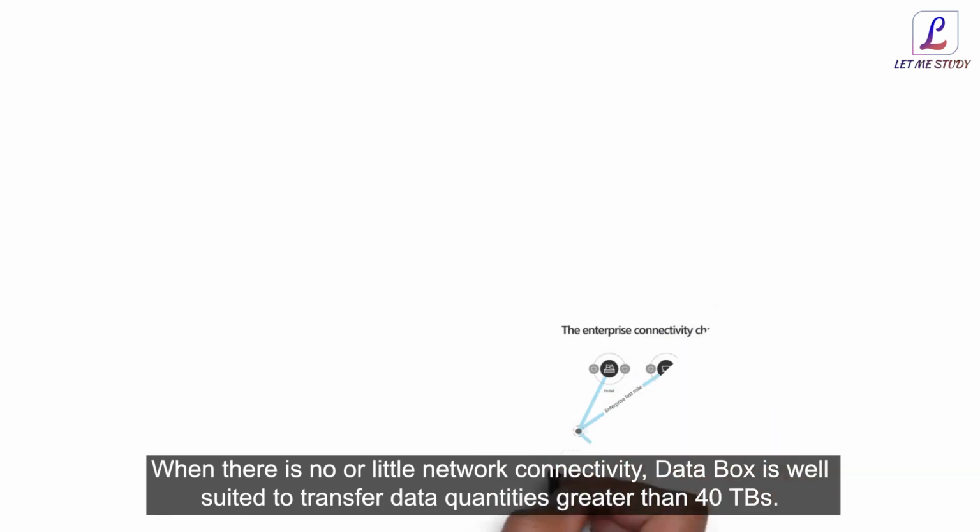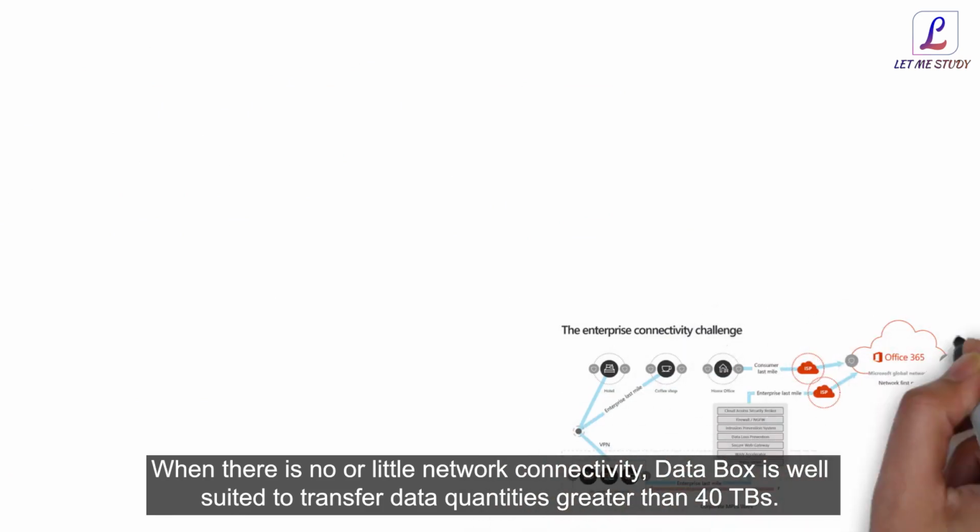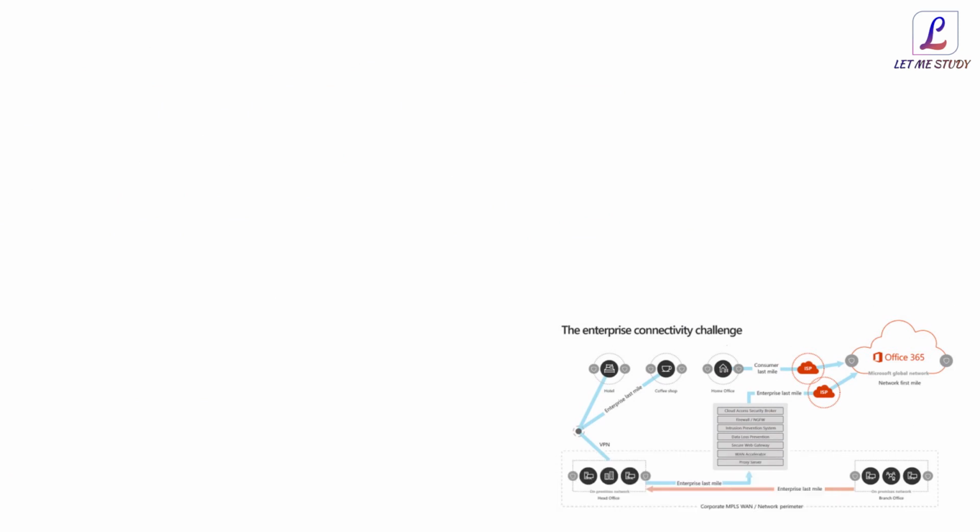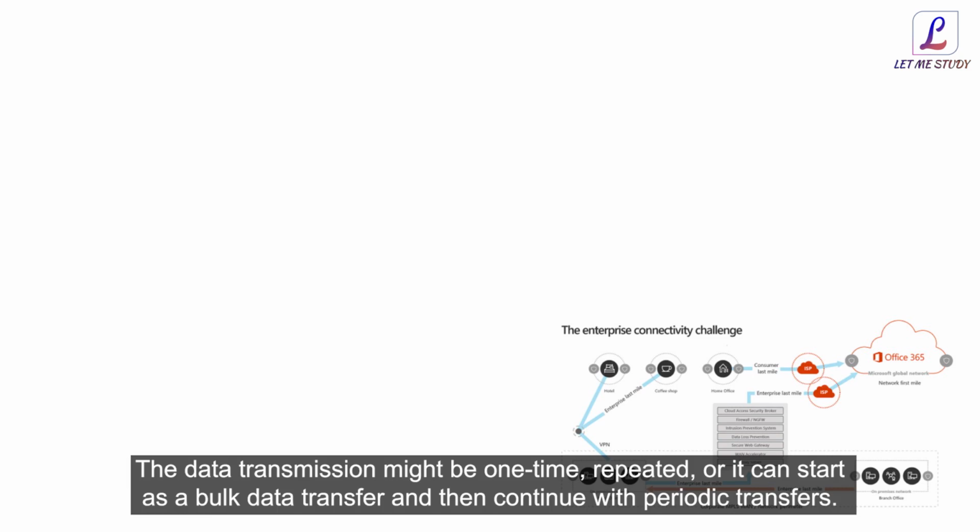When there is no or little network connectivity, Data Box is well suited to transfer data quantities greater than 40 TBs. The data transmission might be one time, repeated, or it can start as a bulk data transfer and then continue with periodic transfers.